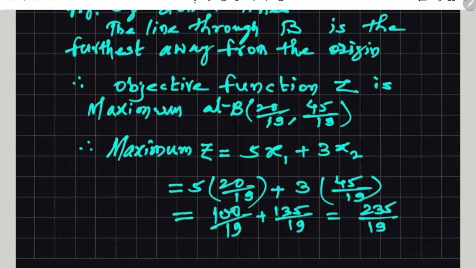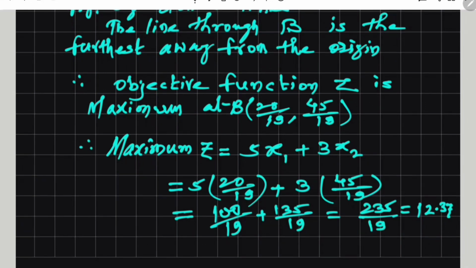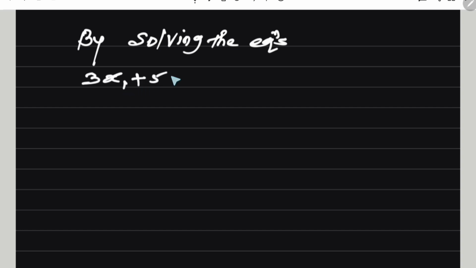And then dividing by 19, we get that term as 12.37. Therefore, this is the maximum value of z, and the solution is x1 as 20 by 19 and x2 as 45 by 19. Then another type, by solving the equations, this is the step to get the values of x1 and x2.